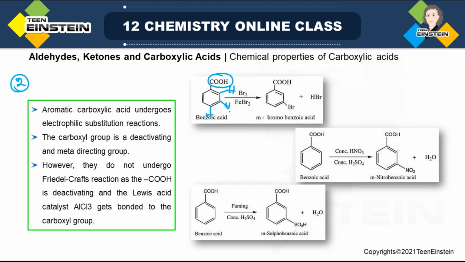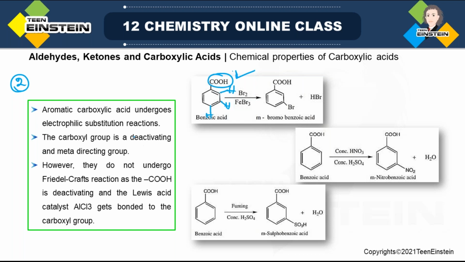And that depends on whether the group that is already present, in our case it is CO2H, whether this is electron withdrawing or donating. If it is donating, then ortho and para hydrogens are replaced by electrophile. If it is withdrawing, meta hydrogens are replaced by electrophile.